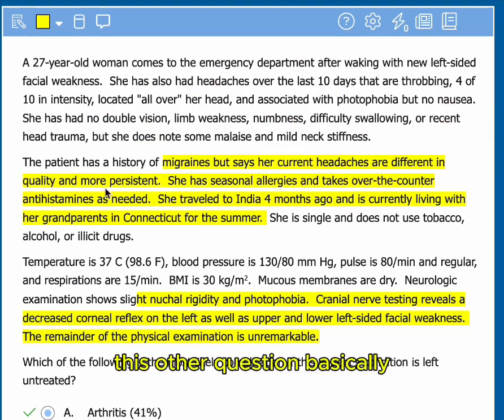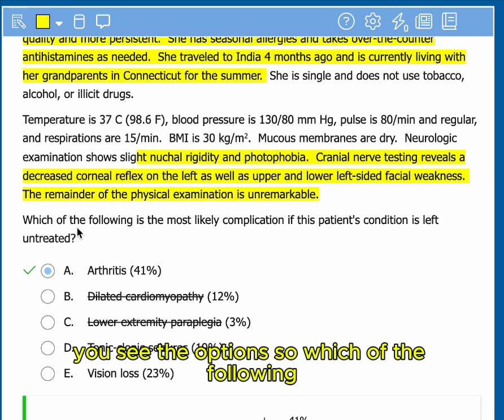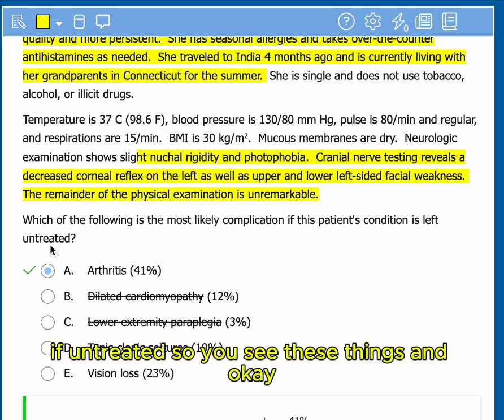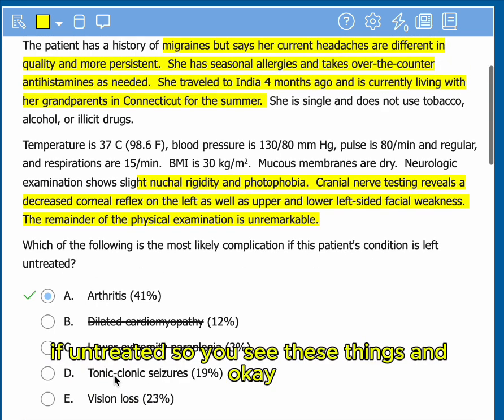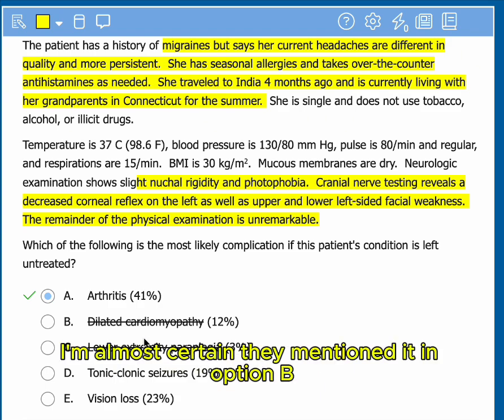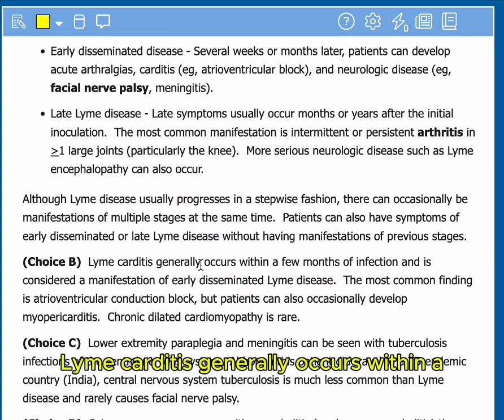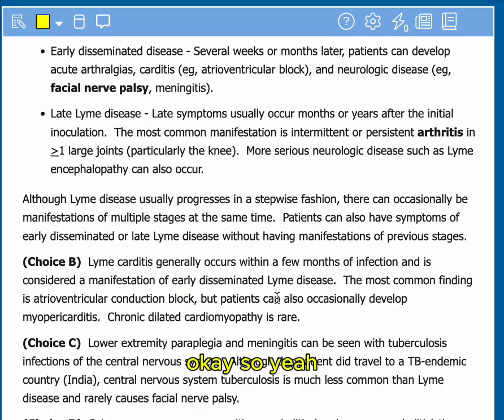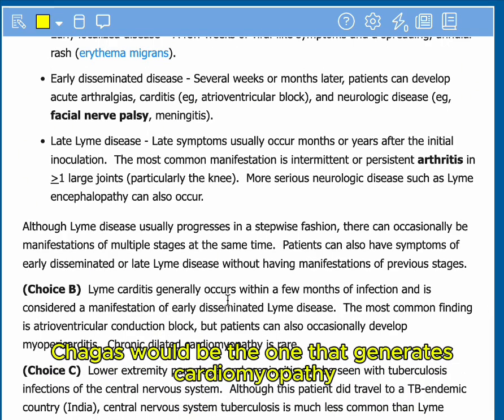This other question, basically what they're telling us here is that this patient is 27 years old. You go through the question, you see the options. Which of the following is the most likely complication in this condition if untreated? The only one that would be dilated cardiomyopathy usually is Chagas disease when it's infection. I'm almost certain they mention it in option B. Let's see. Option B. Oh, Lyme carditis generally occurs within a... Okay, so yeah, Chagas would be the one that generates dilated cardiomyopathy.